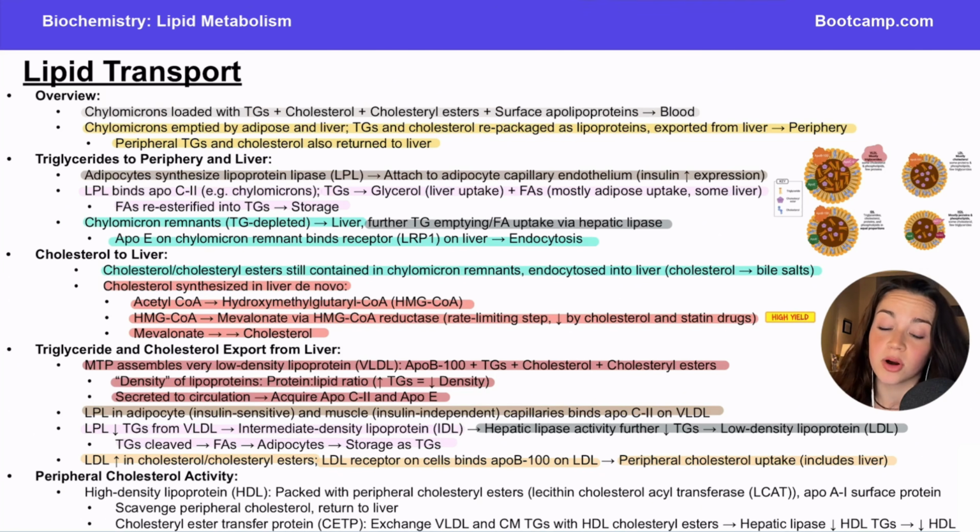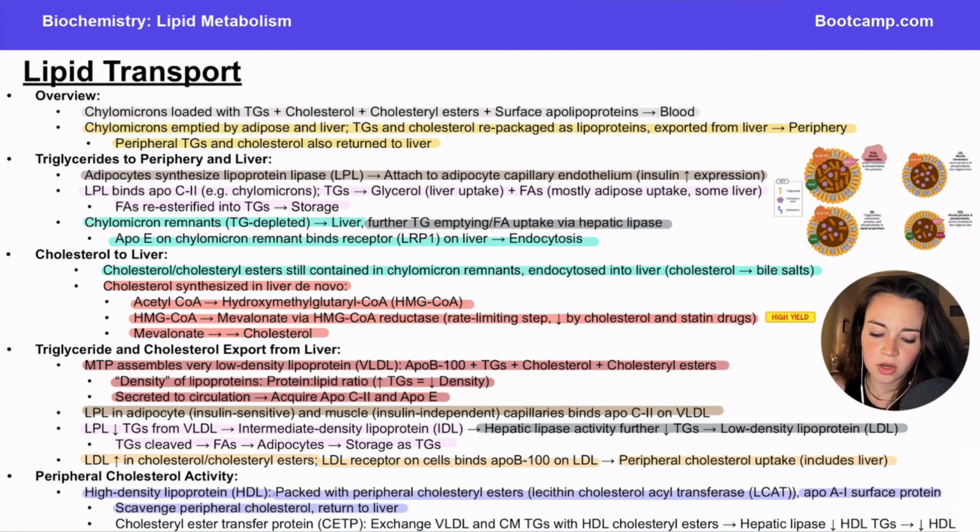That's going to happen via a particle called HDL, or high density lipoprotein. This is like a scavenger protein that's going to go scavenge cholesterol from the periphery and bring it back to the liver. Now, HDL has a surface apolipoprotein on its surface called ApoA1. And the point of the ApoA1 apolipoprotein is to activate an enzyme called LCAT, or lecithin cholesterol acyltransferase. And this LCAT enzyme is going to be what packs up the HDL with all of that peripheral cholesterol.